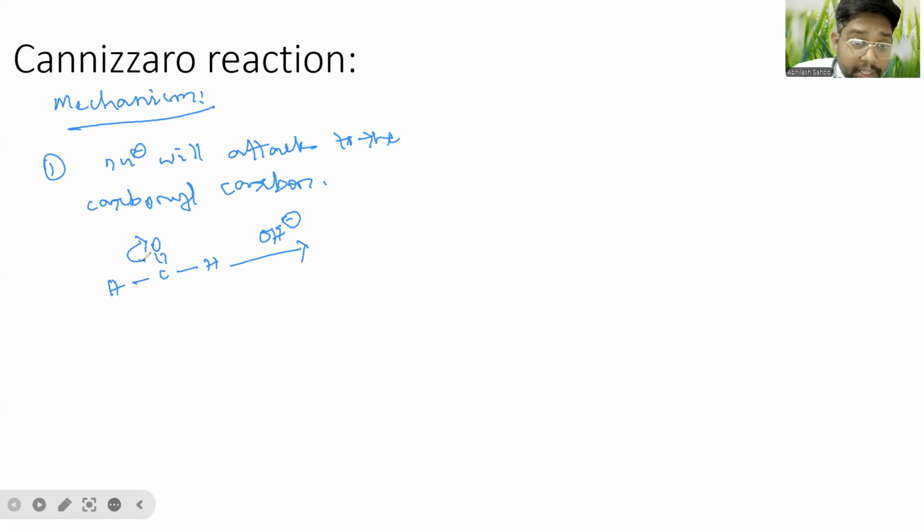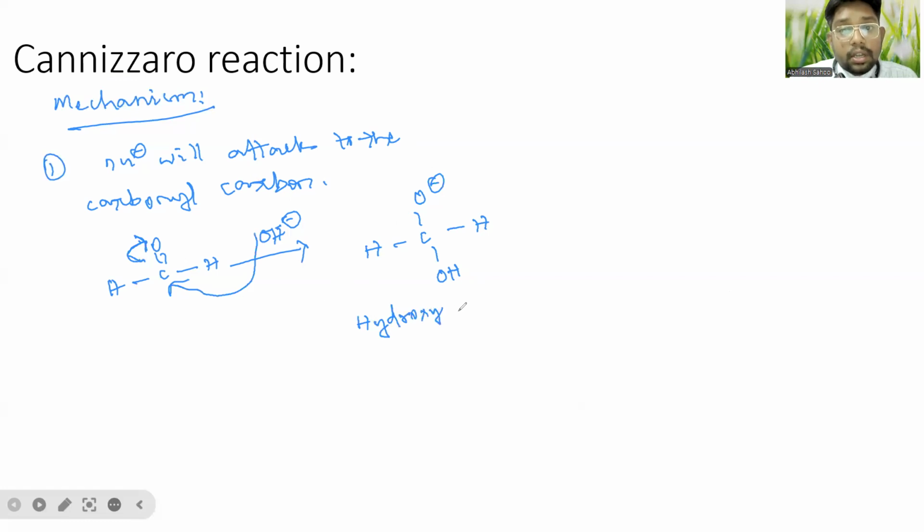So what will happen when it acts as nucleophile in front of your carbonyl group? This carbonyl C double bond O will break towards oxygen, and this OH minus will come and attack at carbonyl carbon. So what you will get? You will get CO minus, and here H, and here OH. And this particular intermediate species, what we have got now in the first step, is known as hydroxy alkoxide.